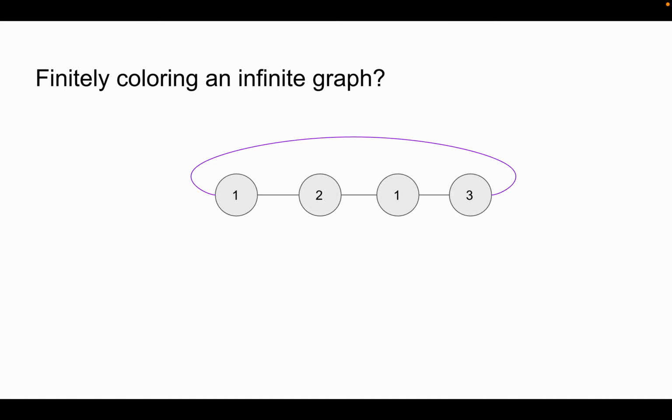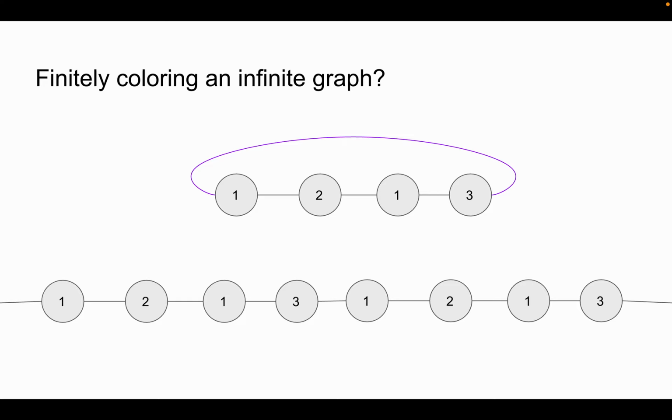An example that's easy to reason about is the one-dimensional case. Consider the displayed 4 distance coloring of this finite graph. Because of the wraparound edge, we can basically disentangle this into an infinite path with the same distance coloring. The same idea holds for the two-dimensional case.